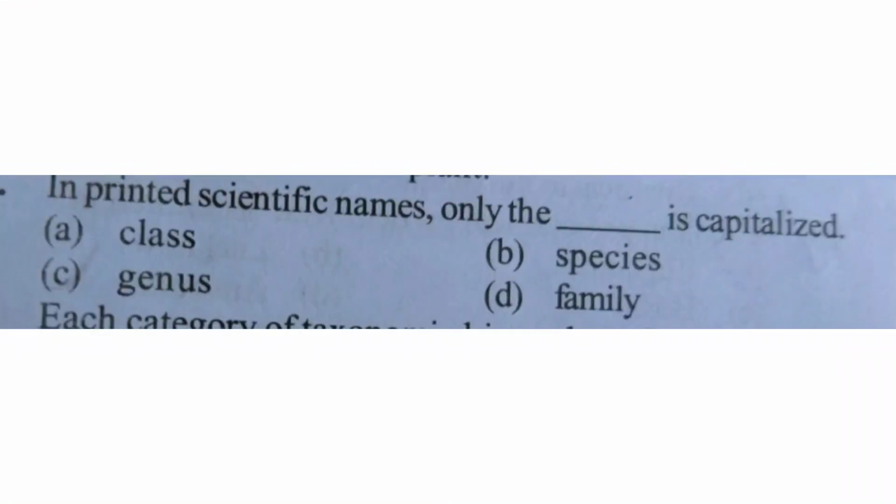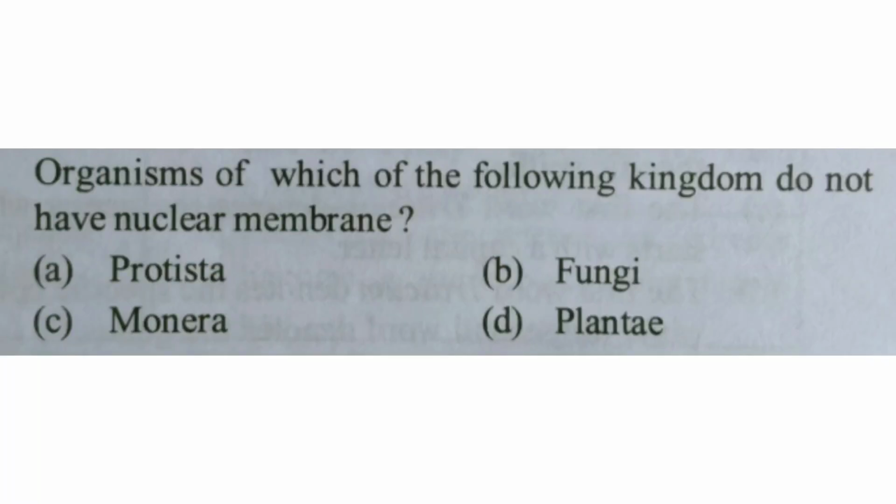In printed scientific names, only the first letter of the ___ is capitalized. A. Class, B. Species, C. Genus, D. Family. Organisms of which of the following kingdoms do not have nuclear membrane? A. Protista, B. Fungi, C. Monera, D. Plantae.